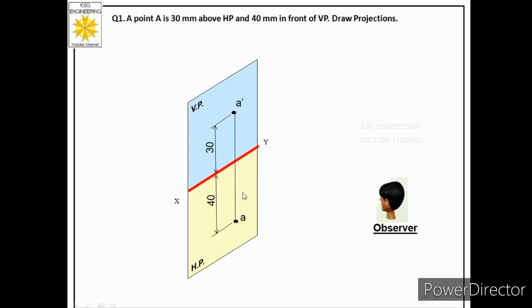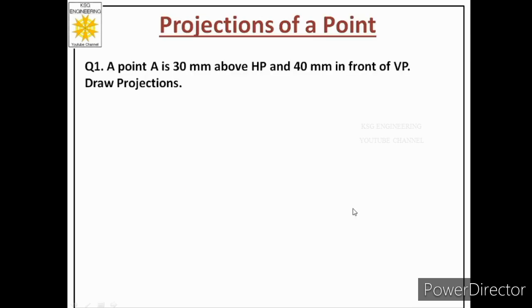Okay, now we will learn how to solve this problem on paper. So we have learned this case 1, and now we will see its solution. So let us understand how we can solve this case on paper. Whenever we are solving any problem on points, the very first step is we have to understand the quadrant of the problem. So we have seen that we are given distances above HP and in front of VP.